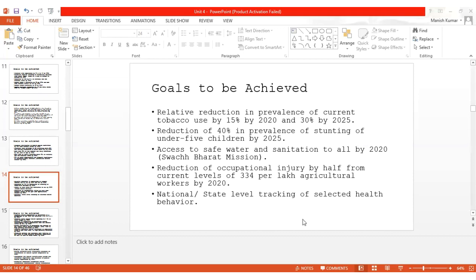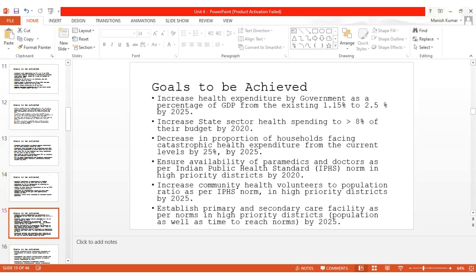Very recently, I think hardly a month back, not even a month, Ministry of Women and Child Development has come up with those guidelines. So anyway, this national health policy also talks about a reduction of occupational injury by half, and then national and state level tracking of health behavior is also envisaged in the document. Increasing health expenditure by government as a percentage of GDP from the existing 1.15% to 2.5%.